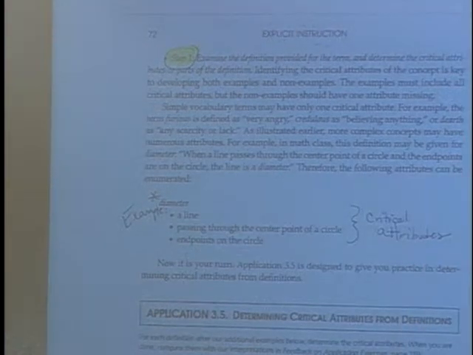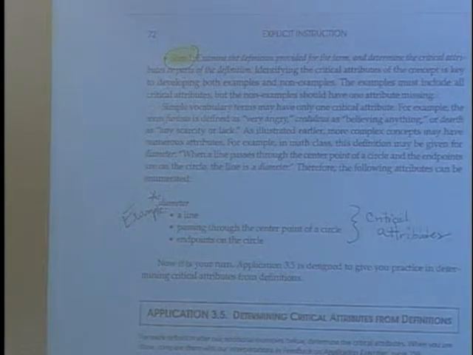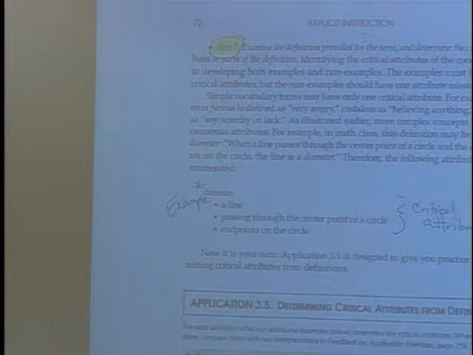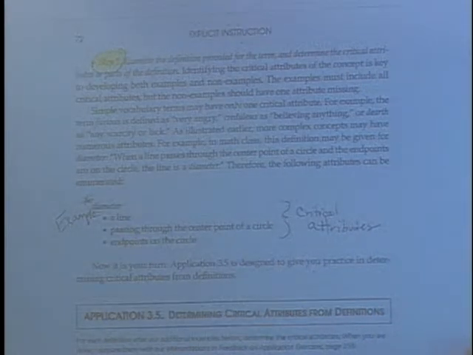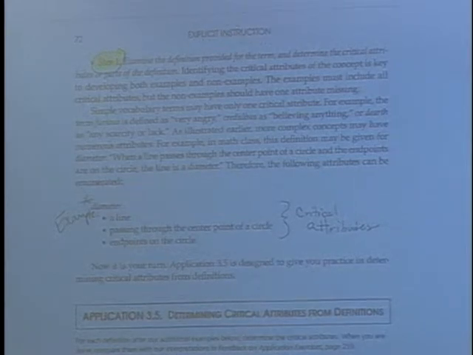Now, going back to the explicit instruction book, let's see, I guess I can do this one page at a time. So Anita Archer and Charles Hughes, they go through the steps for creating examples and non-examples here. So I am going to read through that with you. Step one, we would examine the student-friendly definition that we created, by the way.